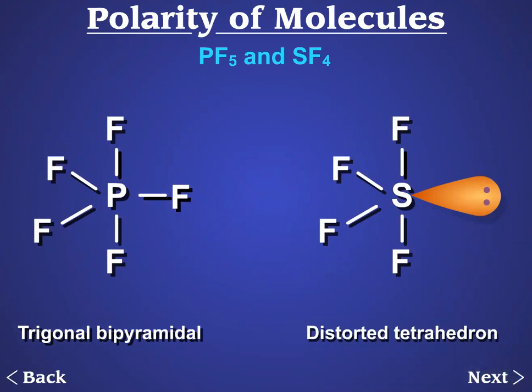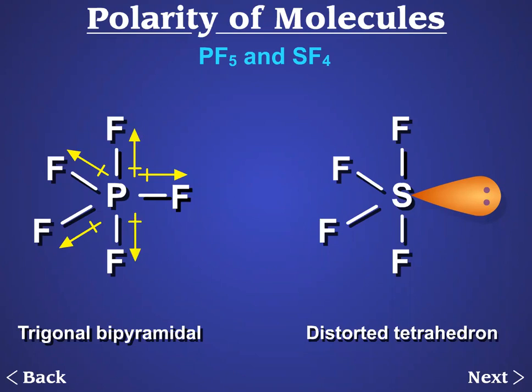In PF5, there is a shift in electron density from phosphorus to fluorine, because fluorine is more electronegative than phosphorus. To determine the polarity, we must sum together the individual bond moments. The bond moment pointing up is equal in magnitude and opposite in direction to the bond moment pointing down.